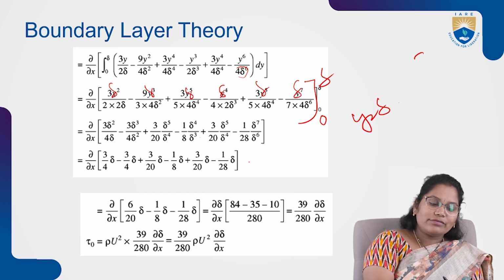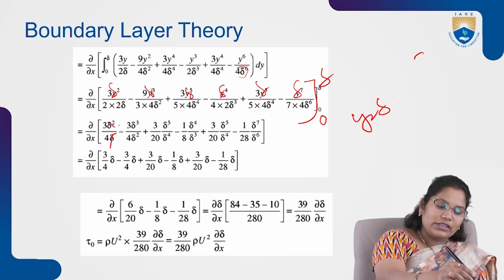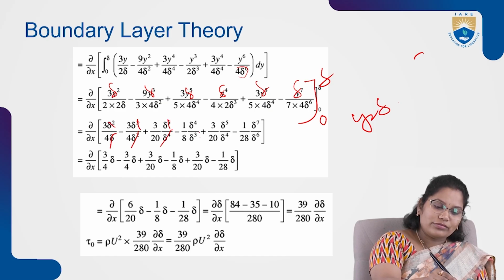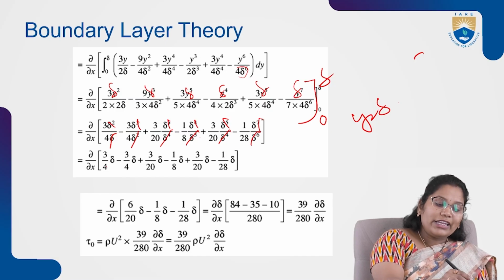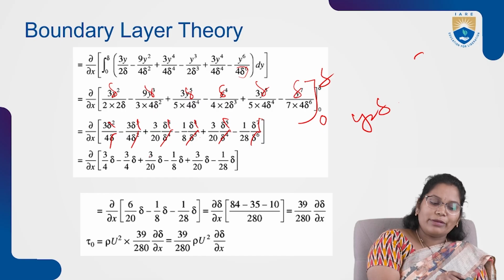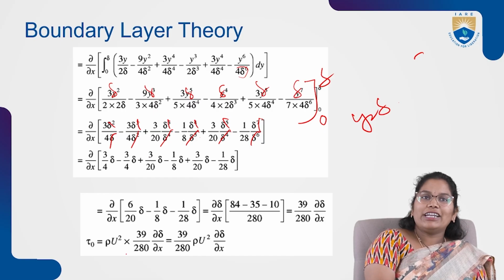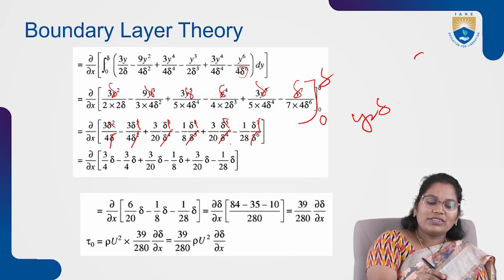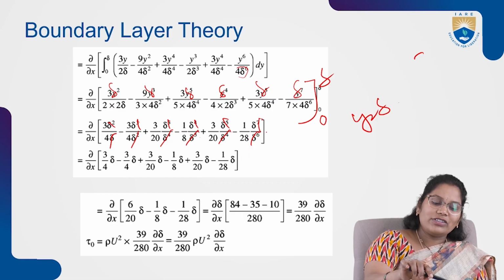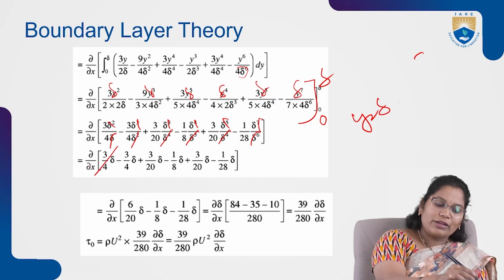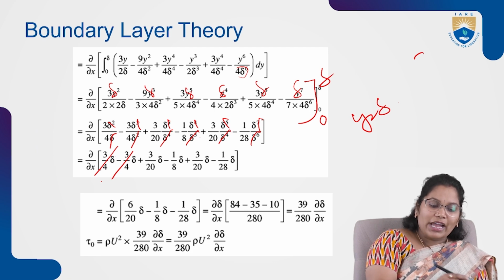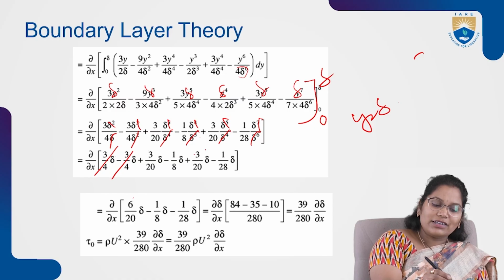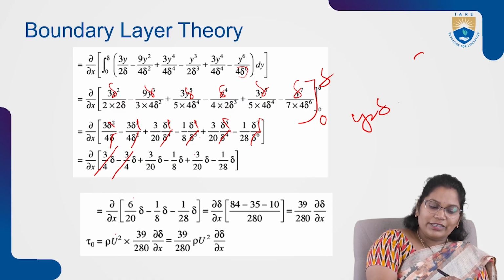So after getting this, all these values are getting cancelled. So what we are getting here, 3 by 4 delta minus 3 by 4 delta, 3 by 20 delta minus 1 by 8 delta plus 3 by 20 delta minus 1 by 28 delta. These are the values we are getting, right? So this 3 by 4 delta plus and minus will get cancelled, and same here, plus is becoming 6 by 20 delta minus 1 by 8 minus 1 by 28 delta.